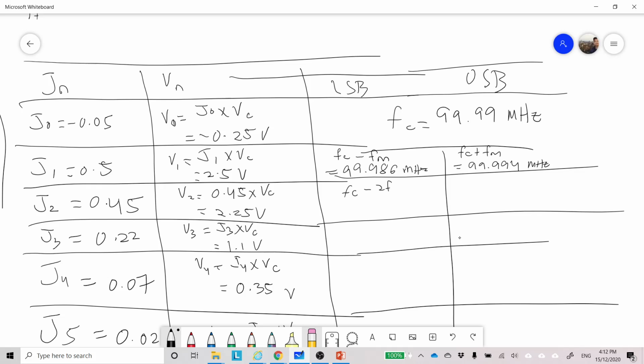So this is FC minus 2 FM, FC plus 2 FM. So here is 99.982 MHz minus 4K. So here is equal to 99.998 MHz. Then FC minus 3 FM. So here is equal to 99 minus 4, so 898. Sorry, I made a mistake. Sorry.